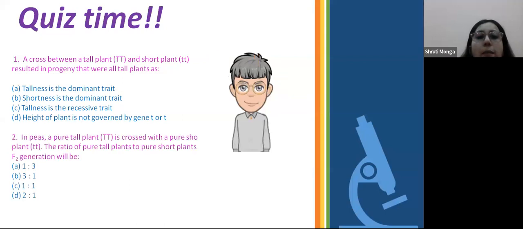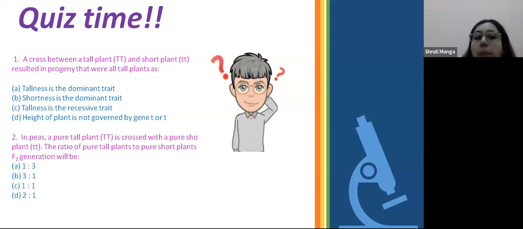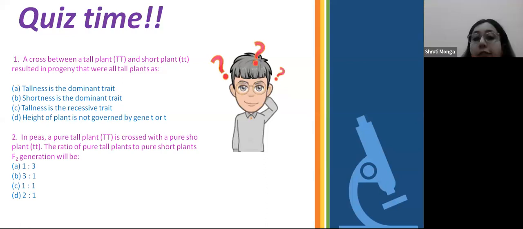Question number 2. In peas, a pure tall plant is crossed with a pure short plant. The ratio of pure tall plants to pure short plants in the F2 generation will be. You'll have to make the cross in your notebook quickly, and wherever you are making the cross to solve the question, you have to send it in the WhatsApp group right now.